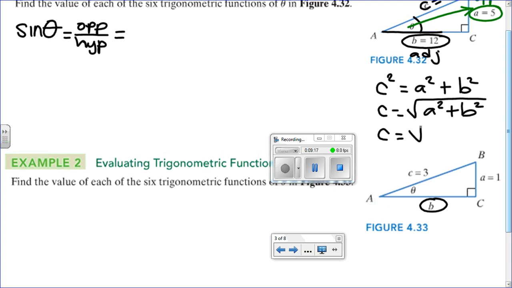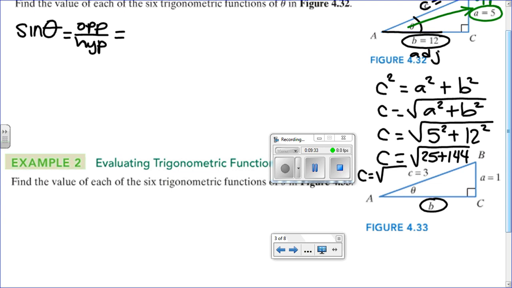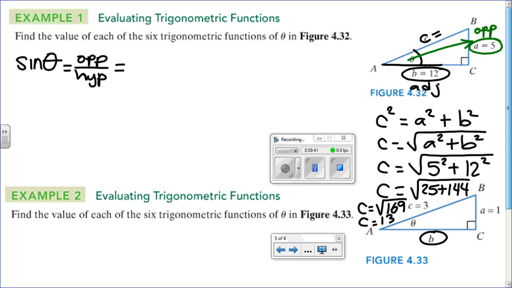So here we have the square root of A squared, which is 5, so 5 squared plus 12 squared, and that'll give us the square root of 25 plus 144, which will be the square root of 169, which is 13. So C is 13. So now you guys have everything. This is the hypotenuse.